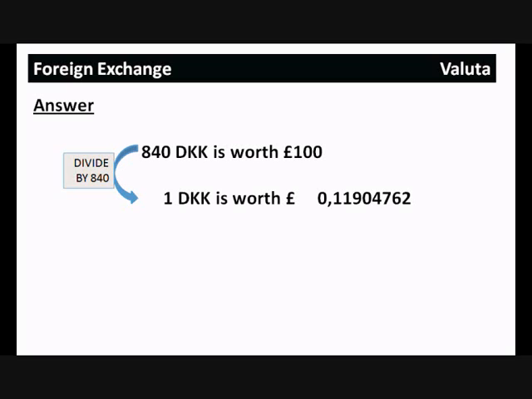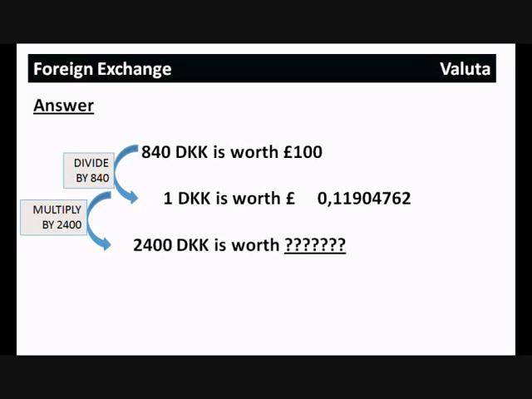But we don't want to know about 1 kroner, we want to know about 2,400 kroner, 2,400 times as much. So to find out what that is, we'll have to multiply everything by 2,400. So we take the amount of pounds that 1 kroner is worth, multiply it by 2,400, and we get 285.71. So 2,400 kroner is worth 285 pounds and 71 pence. So write that down if you're taking notes.